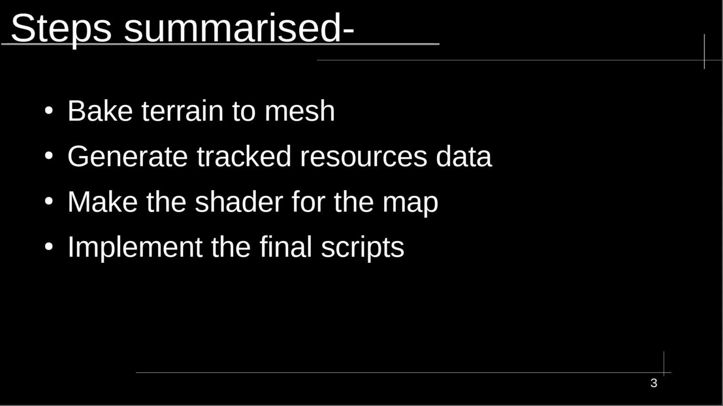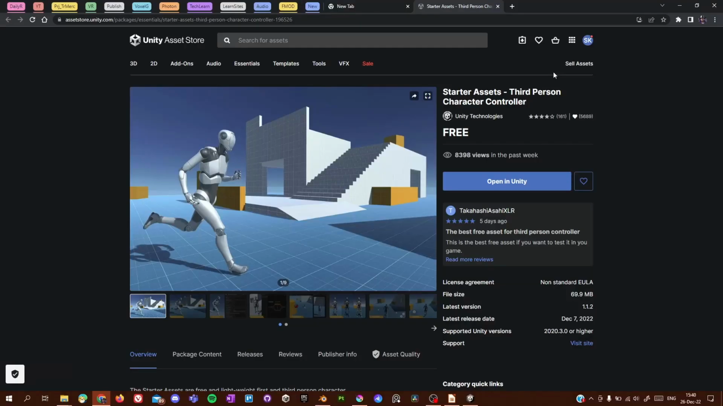So these are the steps summarized. We'll first bake the terrain to a mesh, and then we'll generate the tracked resources which we need to show on the map's data. Then we'll make the shader for the map, and then we'll finally implement the final scripts. I'm using Unity's Starter Assets third-person character controller. It is very useful in general for quick prototyping, and in this case as well, it's very flexible.